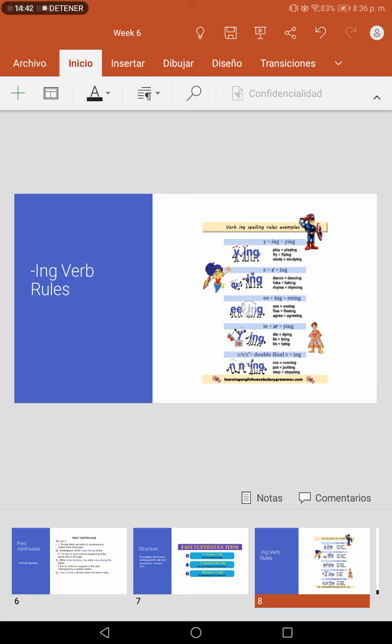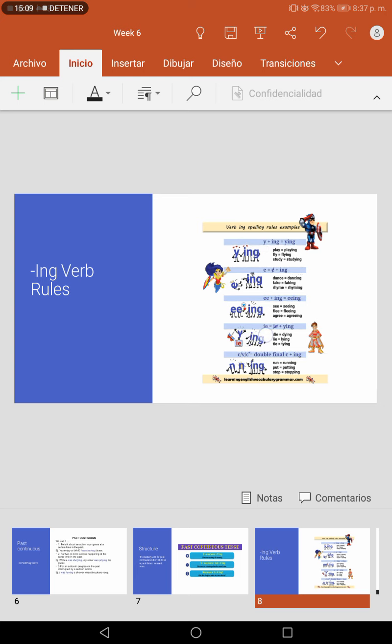Now, when we have double E, what happens with double E? We're going to add ing after the double E. Pero si tiene doble E, si le agregamos ing. ¿Sí? Si es una E, le borramos la E y le ponemos ing. Si es doble E, le agregamos nada más ing. See, seeing. Flee, fleeing. Agree, agreeing.